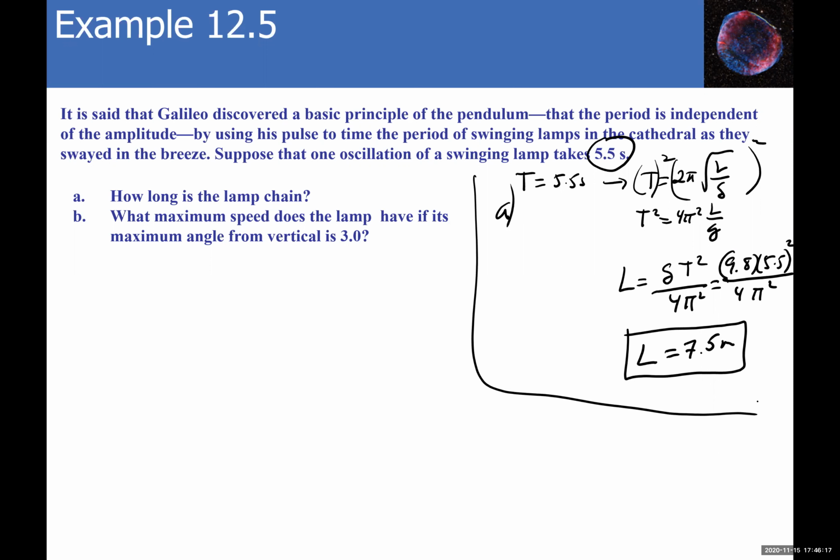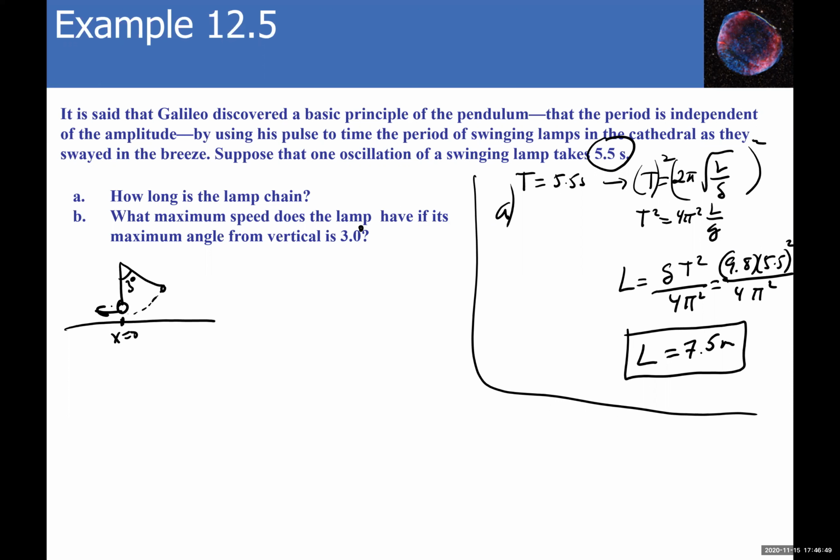What maximum speed does the lamp have if its maximum angle from vertical is 3°? That means, think like this: taking the pendulum, where this is its equilibrium, move it to 3 degrees, like that. Let's say you let go. When you let go, it goes down. We want to know how fast it's moving when it reaches the bottom.